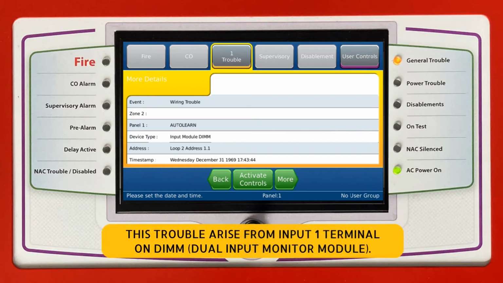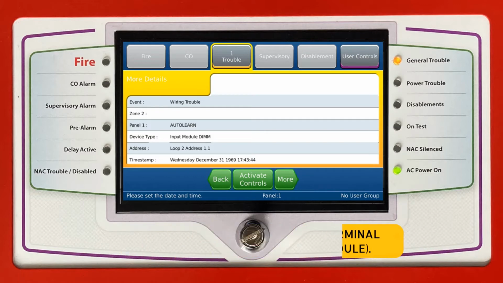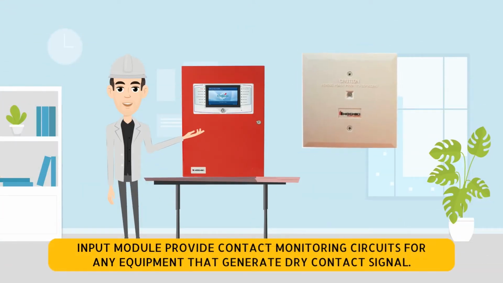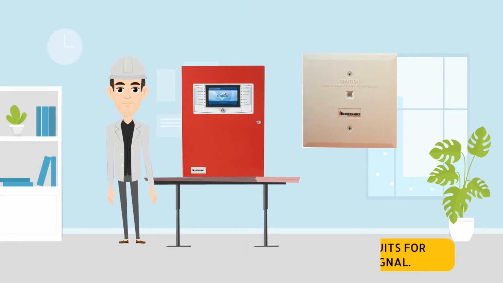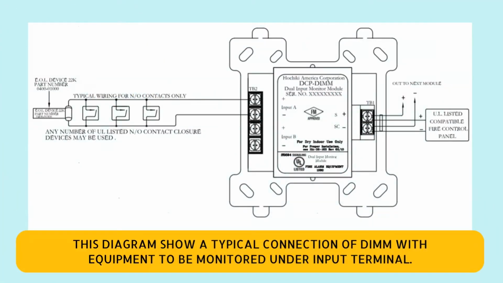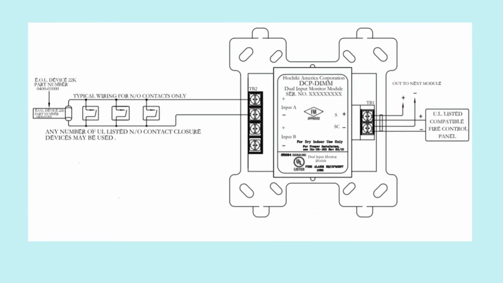This trouble arises from the input 1 terminal on the DIMM, dual input monitor module. Input modules provide contact monitoring circuits for any equipment that generates a dry contact signal. This diagram shows a typical connection of the DIMM with equipment to be monitored under the input terminal.